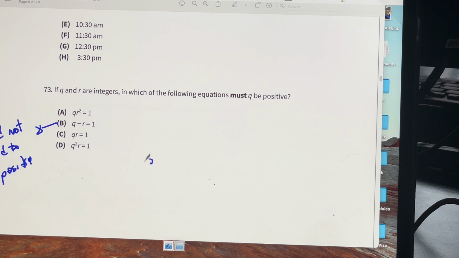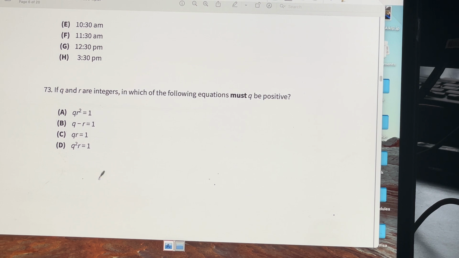Q times R equals 1. So does Q need to be positive here? Well, if R is -1, Q could be -1, right? So does Q need to be positive here in order for this equation to be true? No. Okay, and hopefully what I'm saying makes a little sense.